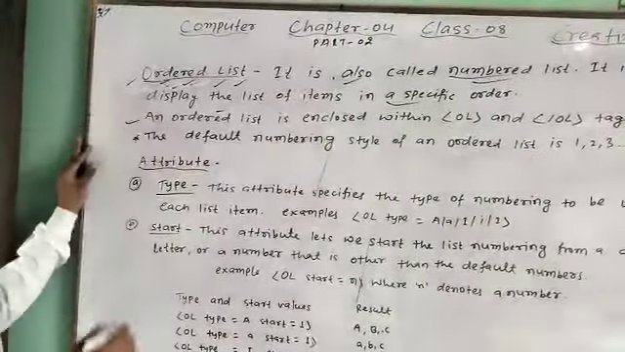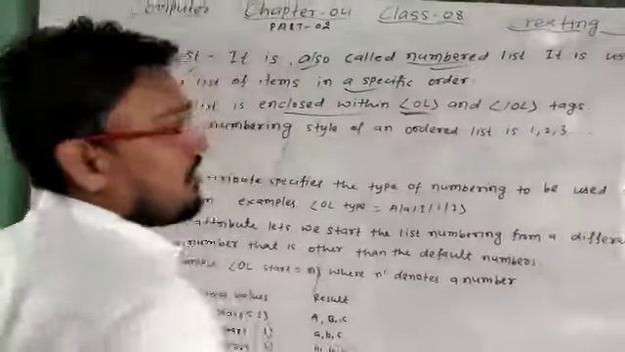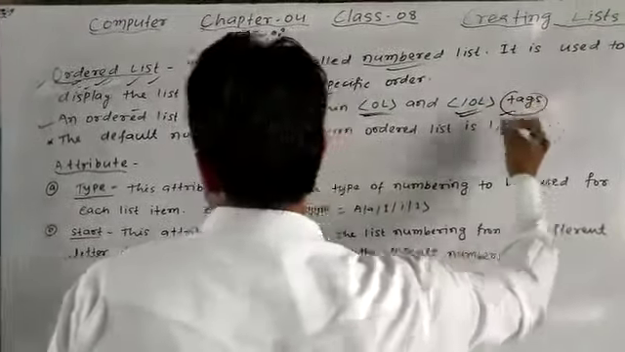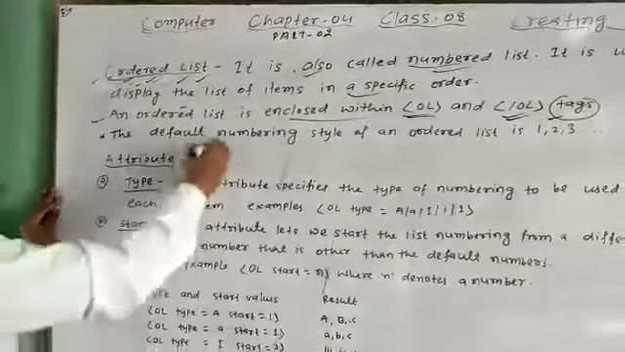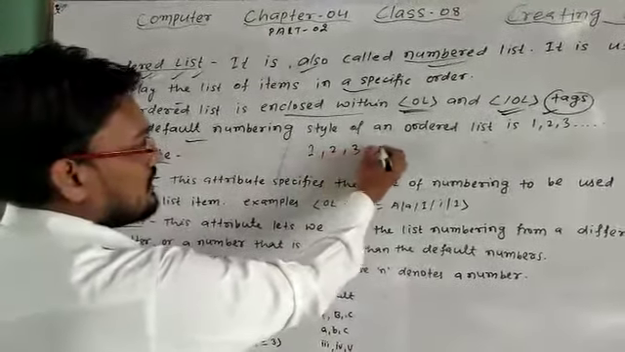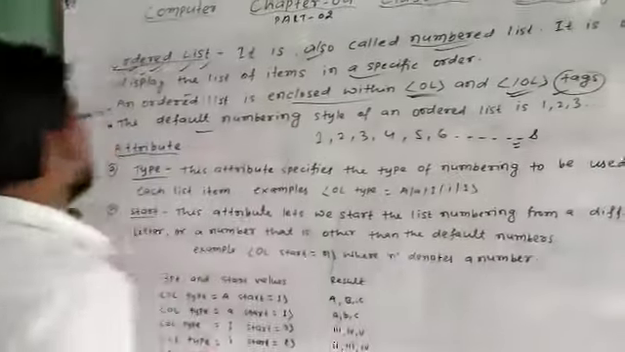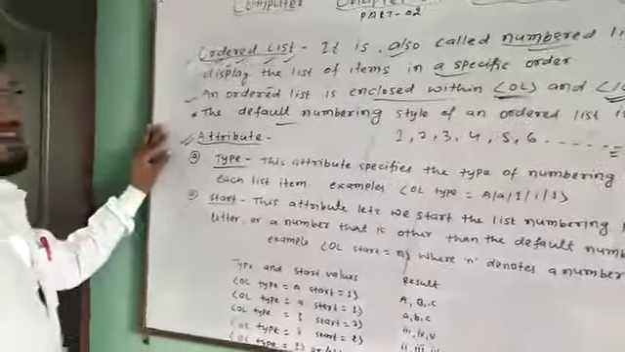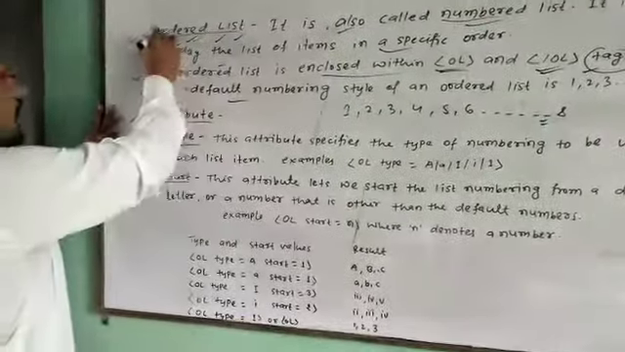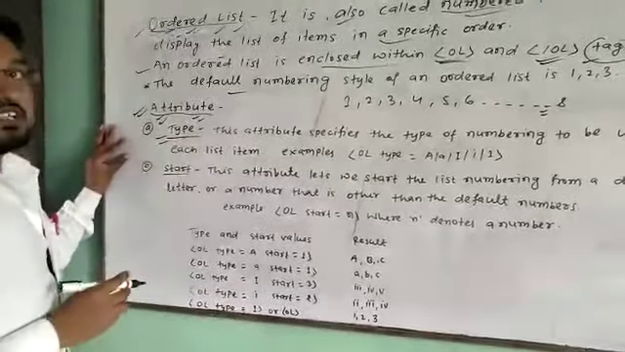In this list we use an opening ordered list tag and close it with a closing ordered list tag. The default numbering style of an ordered list is 1, 2, 3, 4, 5, 6, and so on. The first attribute of an ordered list is the type attribute.